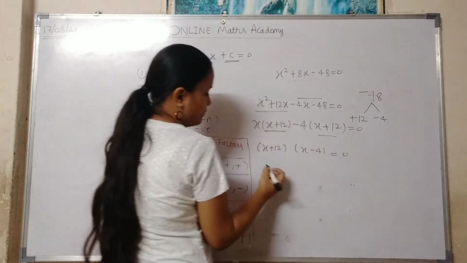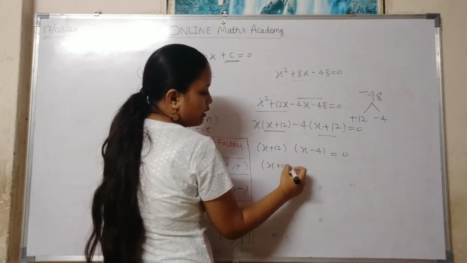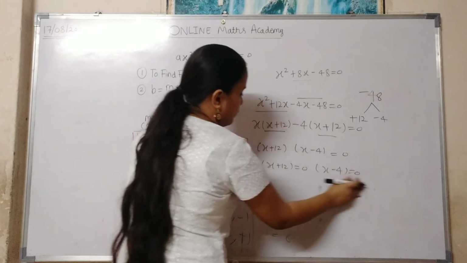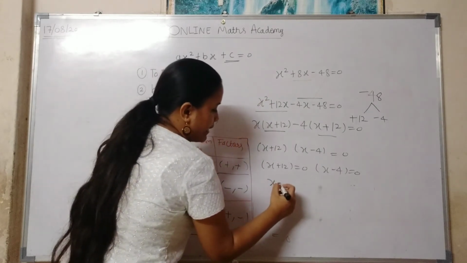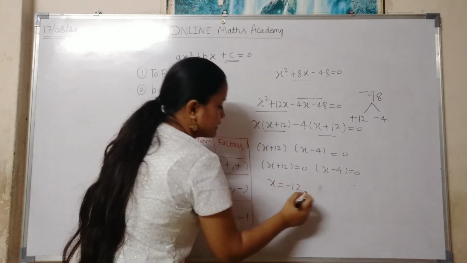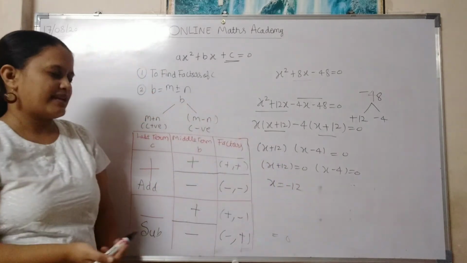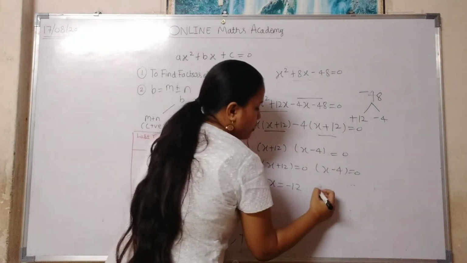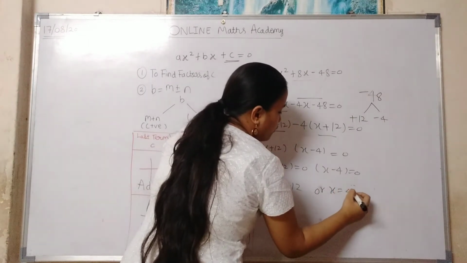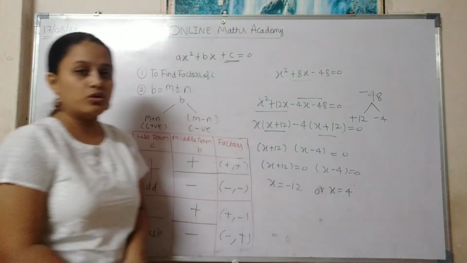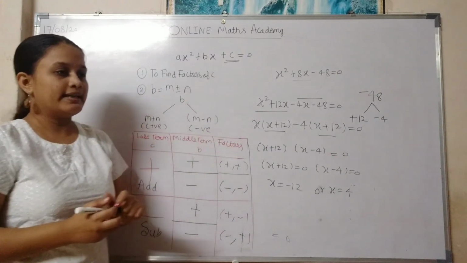equal to 0. That is x plus 12 equal to 0, x minus 4 equal to 0. Therefore, x will be minus 12 since when we change the sign it will also get changed. Or x equal to 4. So, x equal to minus 12 or x equal to 4 is the solution of given quadratic equation.